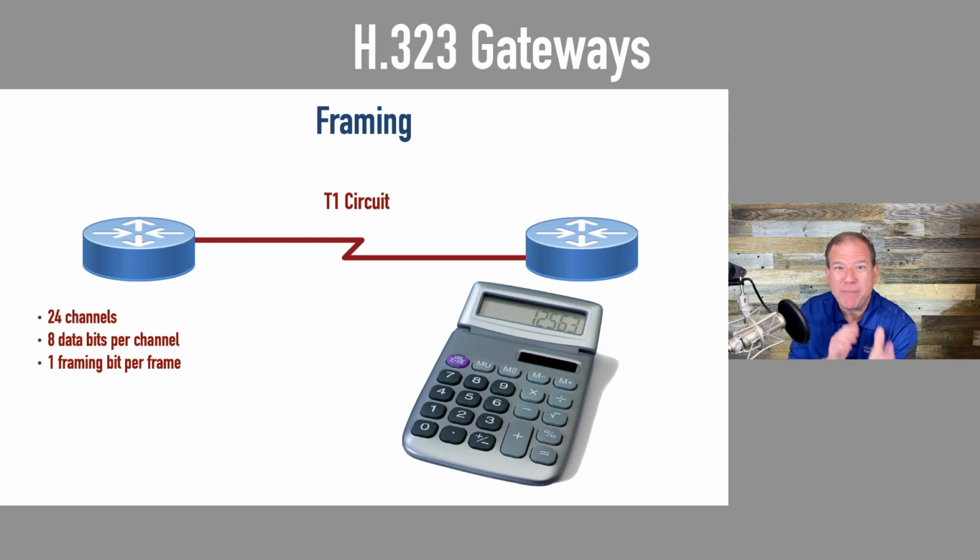Here's the reason my math was not working out correctly when I said 24 times 64K. Why doesn't it equal 1.544 meg? I was not considering the framing bit. There's a bit at the end of all these 24 time slots saying, all right, here's where the frame ends. If you include that, you suddenly have a 193-bit frame.